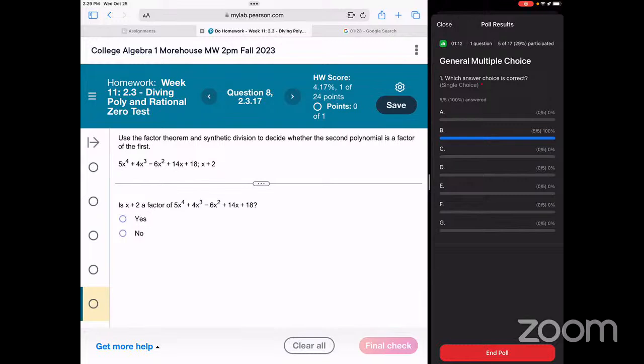Counting down. 60 seconds to go. Week 11, 2.3, dividing polynomials, rational zero test, let's go. Use factor theorem, go. Synthetic division to decide whether the second polynomial is a factor of the... Oh, we got a vote for the other one. We still got 30 seconds. 30 seconds left on the clock.